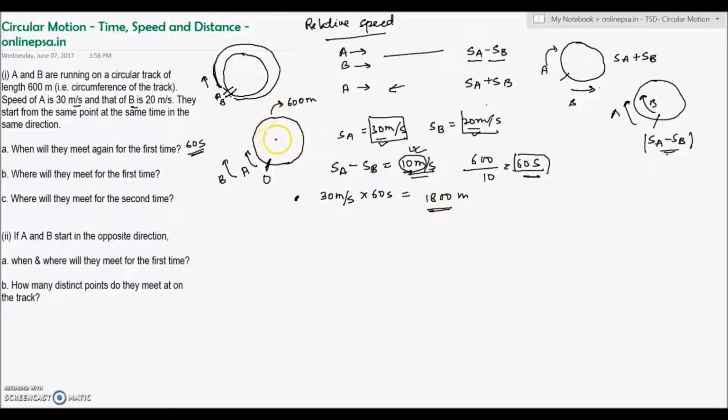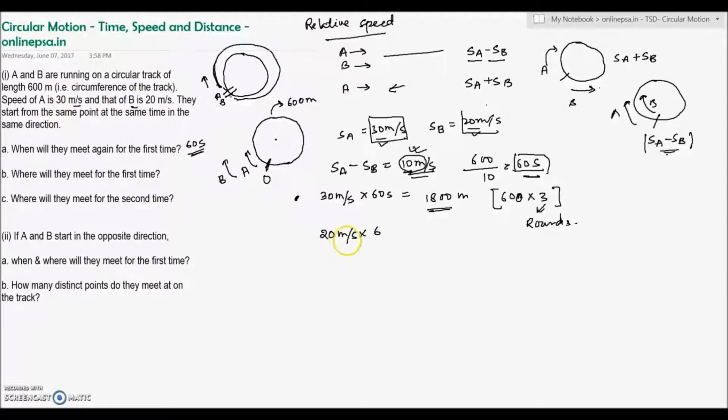1800 meters is nothing but 3 rounds of this entire circumference, right? 600 meter is the track length. So it is nothing but 3 rounds of the entire track. So A has taken 3 rounds. How about B?